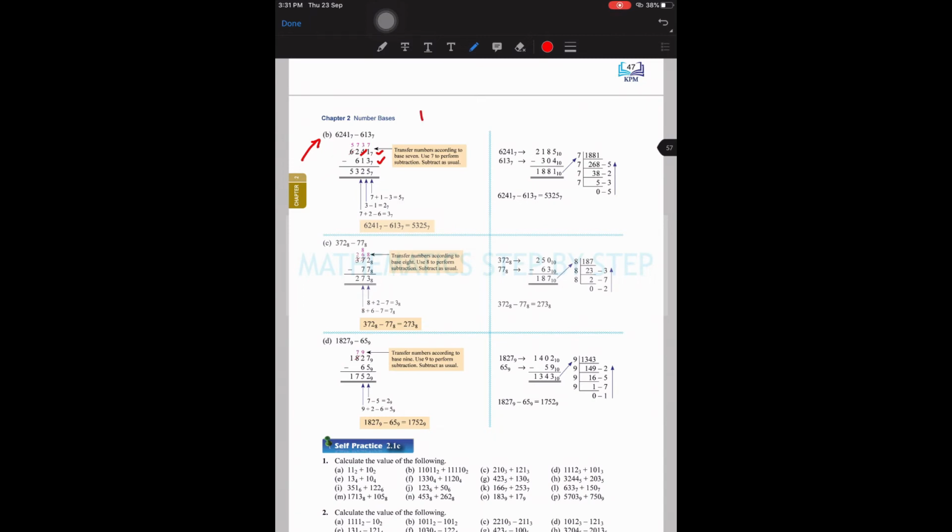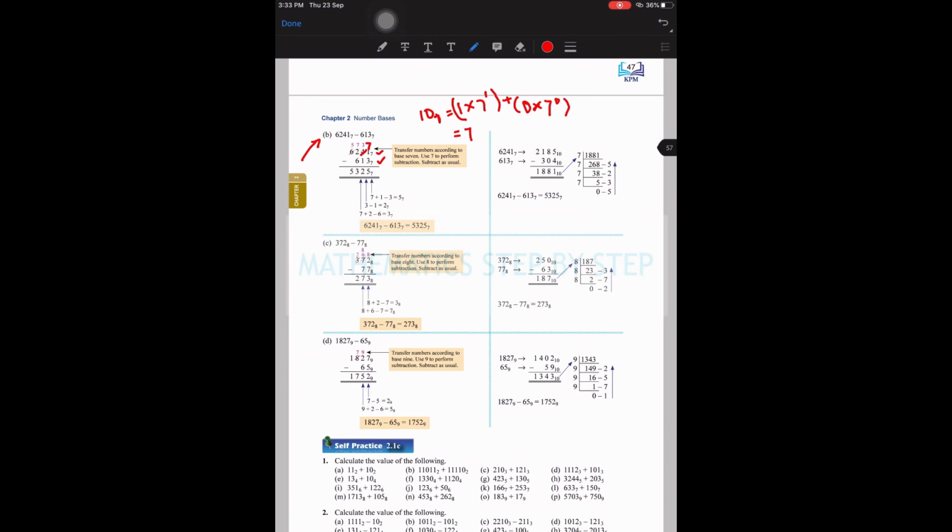Then 10 base 7 is actually equal to 7, okay? Because 1 times 7 power 1 plus 0 times 7 power 0 gives us 7, okay? So now I've explained why here is a 7, okay? So 7 plus 1 minus 3 gives us 5. Then 3 minus 1 gives us 2.